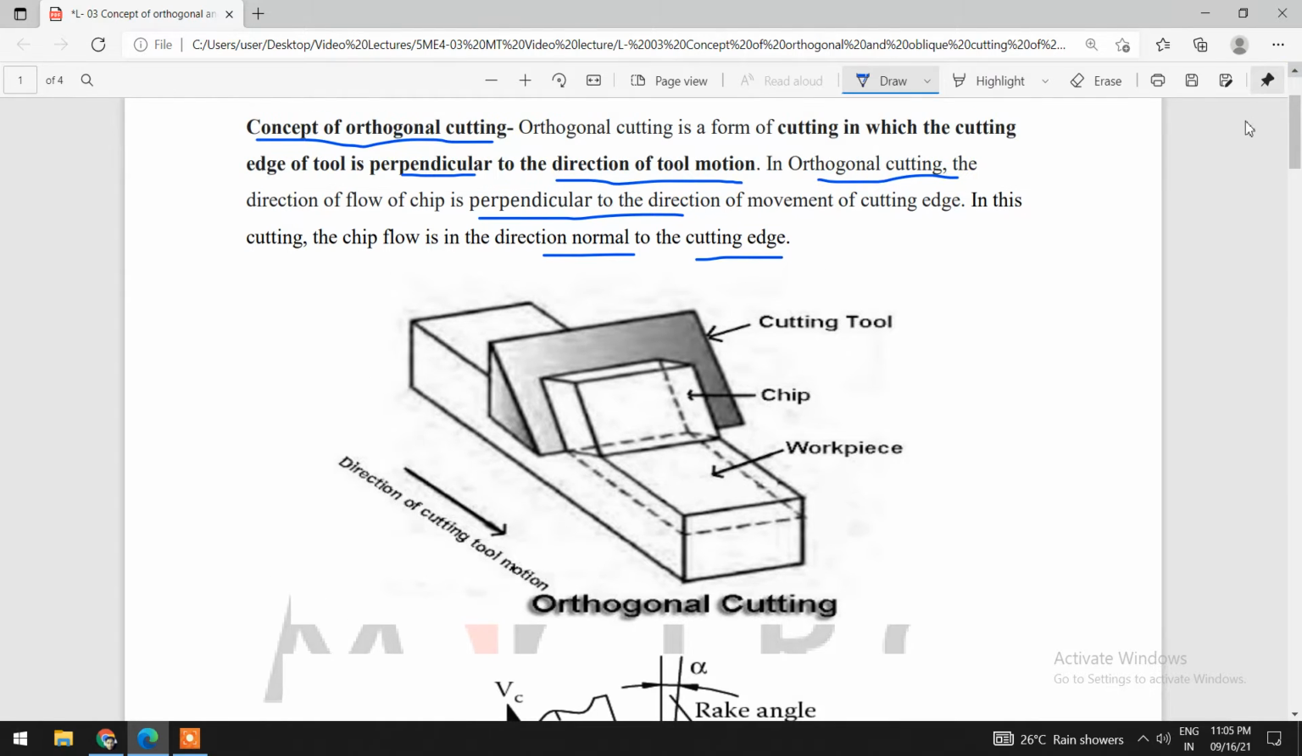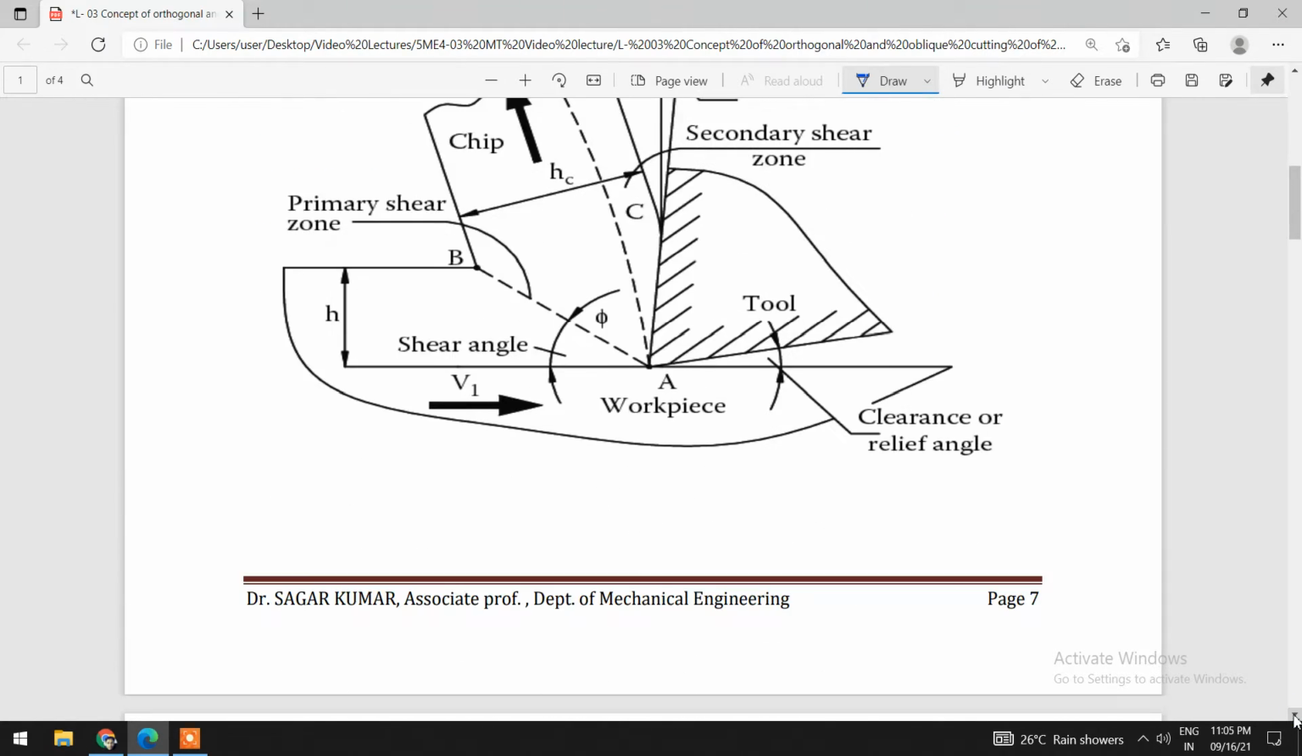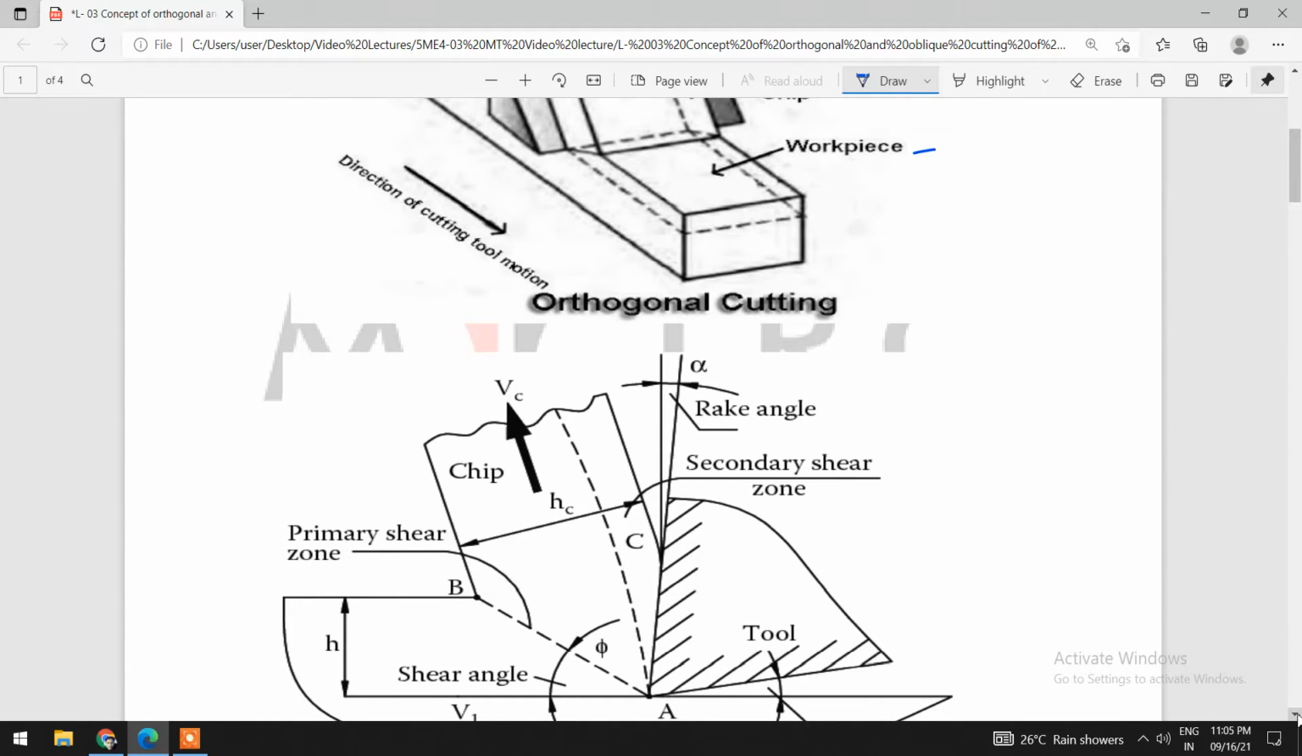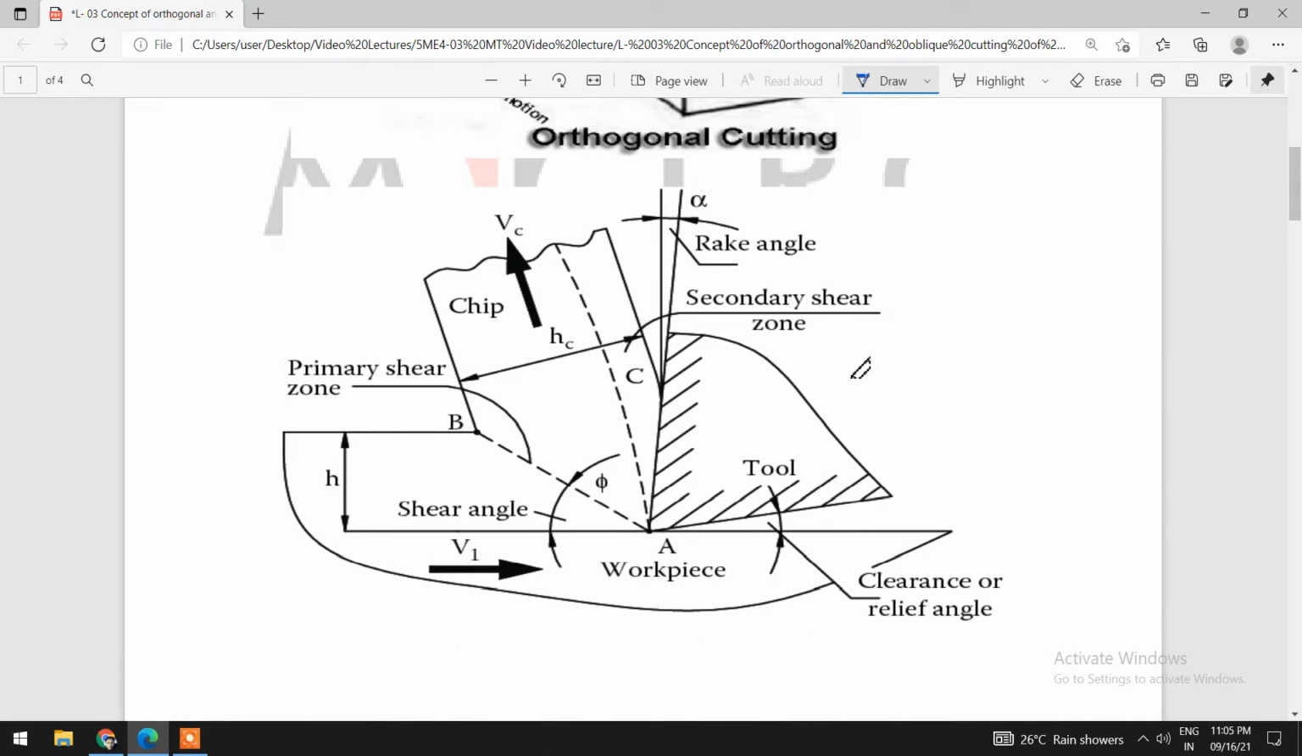We can see from the figure here. You can observe that the cutting tool, workpiece and the chip are perpendicular to each other. So the direction of the cutting tool motion is along the direction of the tool motion. Further, if we observe this figure, you can see that there are various parts cutting the workpiece. The tool is cutting the workpiece.